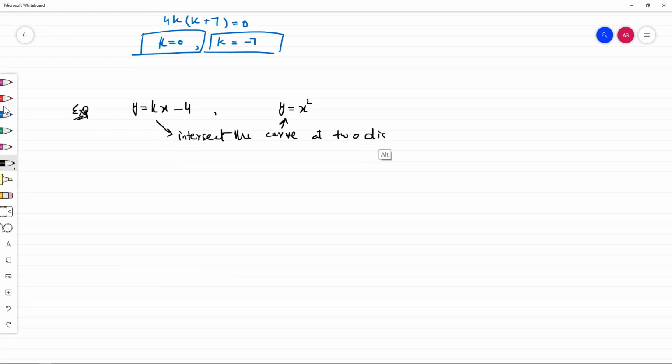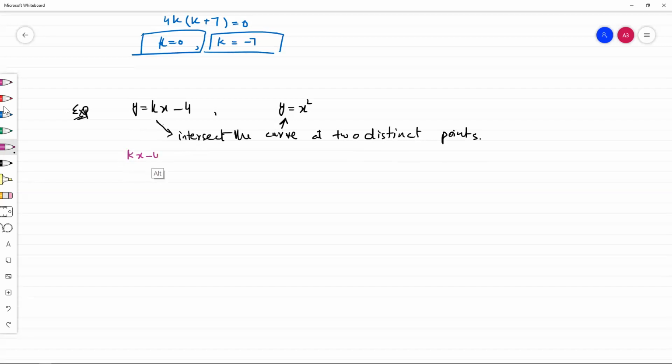So again, distinct points. Now look at this. We have a k in these two equations. So we cannot find the intersection point unless we find the value of k. And he's not asking for the intersection point. He's just asking the value of k. So again, we solve them simultaneously.